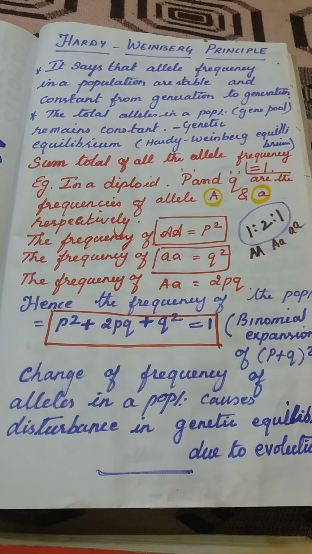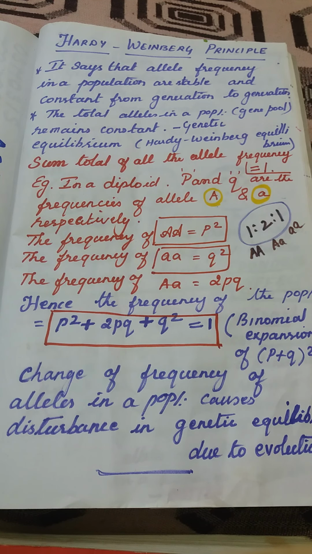The gene pool, that is the total genes and their alleles in a population, remains constant. That is called the genetic equilibrium or Hardy-Weinberg equilibrium. What is the gene pool? The total genes and their alleles in a population, which remain constant generation after generation.